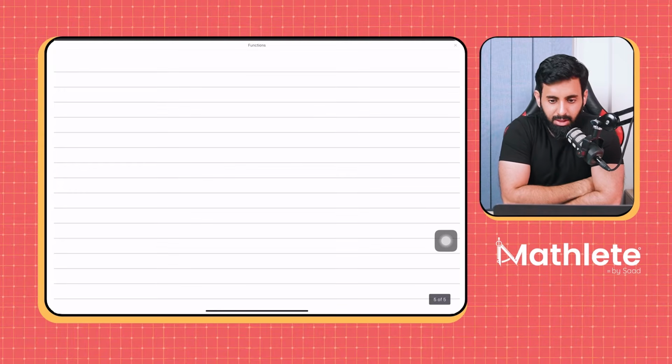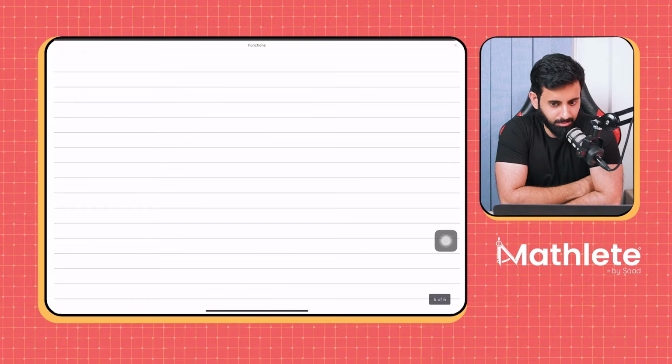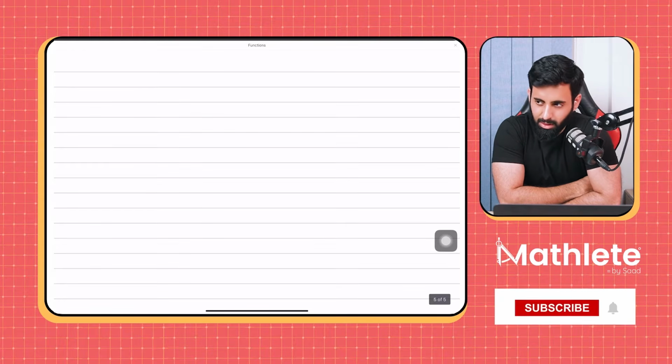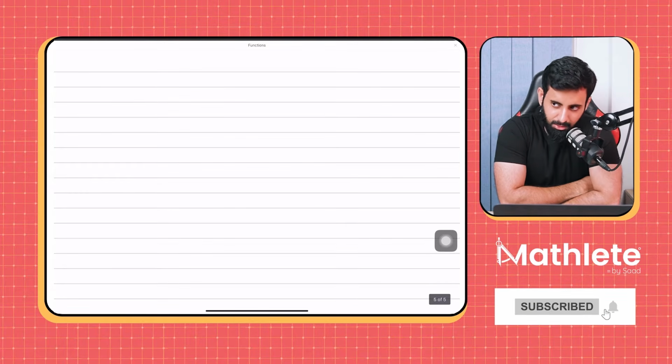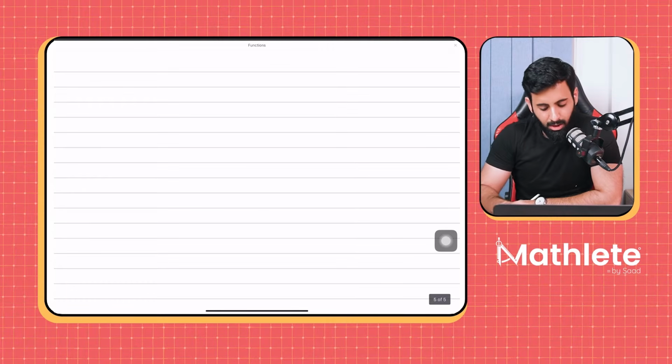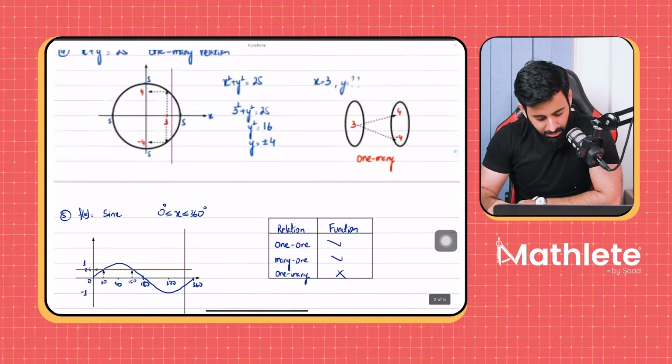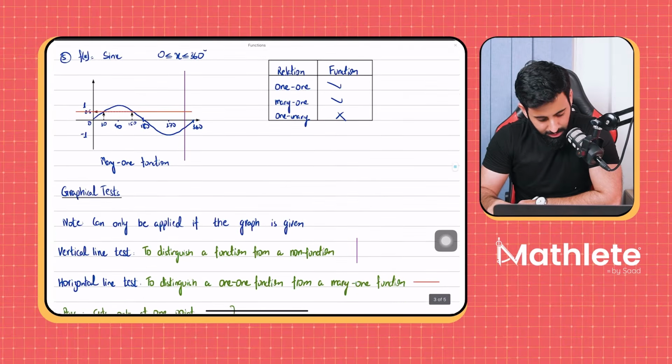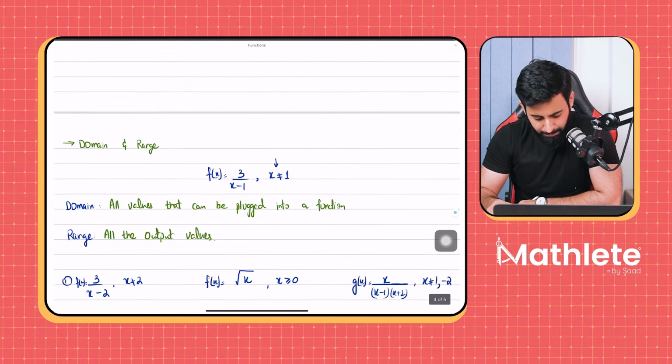What about one to many? Is a one to many relation a function? No, it's not. Can you give me an example of a one to many relation? Circles. Okay, great. Keeping that in mind, let's also revise domain and range.